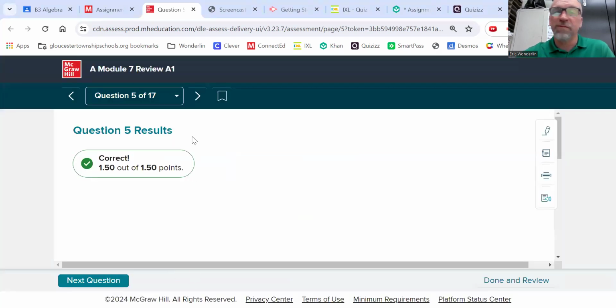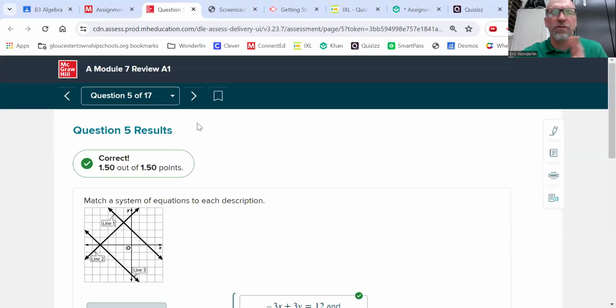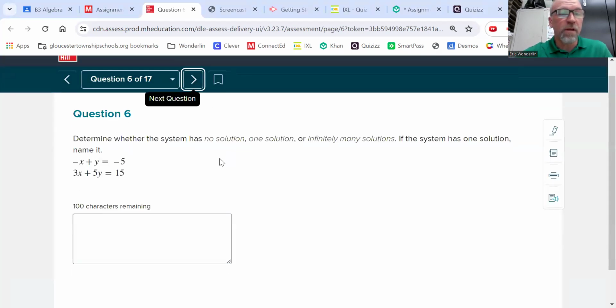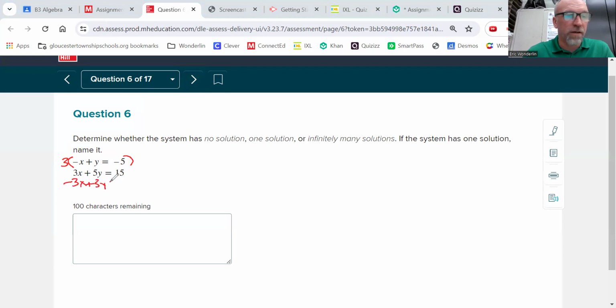Okay. Tough question. One of the toughest questions on the test. One of the two toughest questions, in my opinion. How many solutions for this? This one's easy peasy. They're both in standard form already. Need to do some elimination. I need to multiply the top by either 3 or negative 5. I'll choose 3 because then we're going to have opposite signs already. So now this equation becomes negative 3x plus 3y equals negative 15.